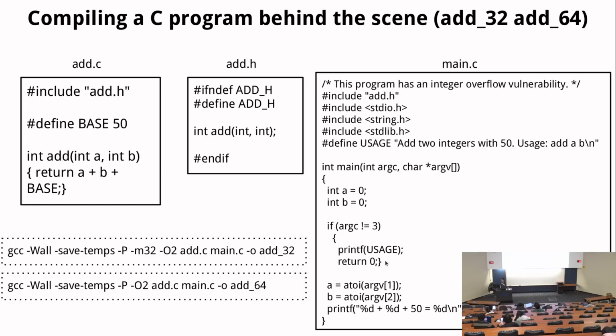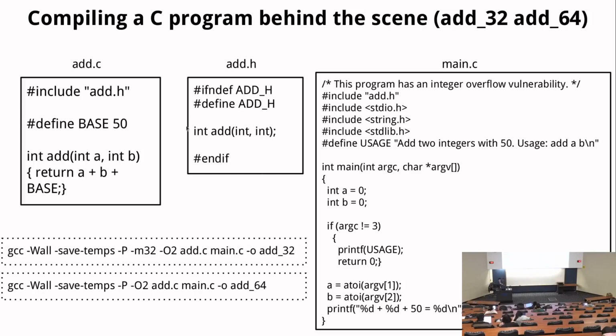That's it. After that, if there are three arguments, then we are going to change the first argument from a string. Whatever you give in the command line to the program, that's a string, not an integer. So we change that ASCII string to an integer, then the second one also to an integer. Then we just add them together, also with a 50 here. Here we are calling the add function.